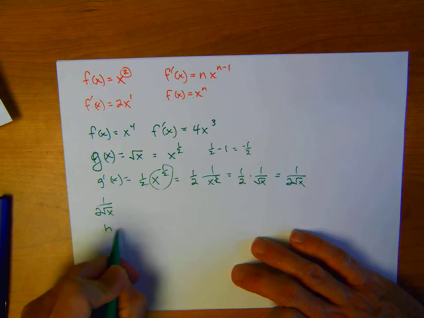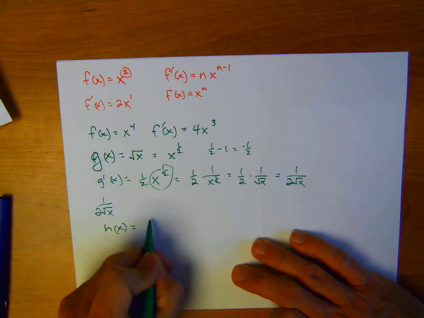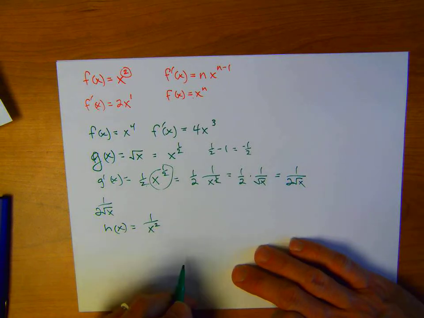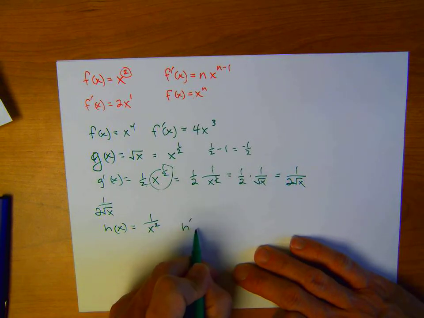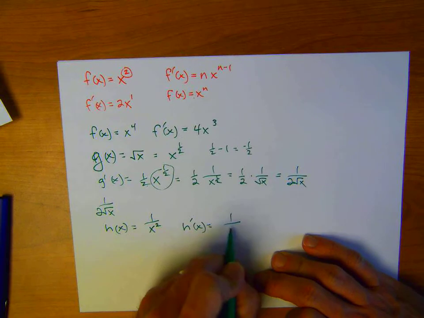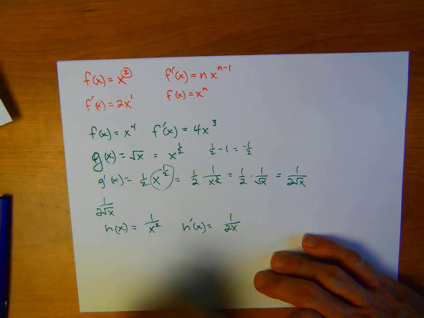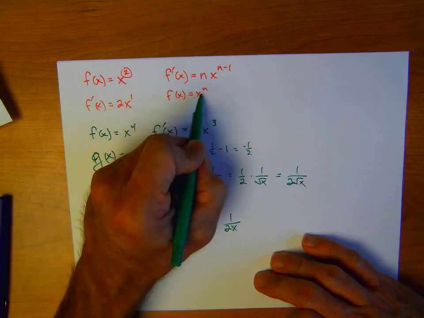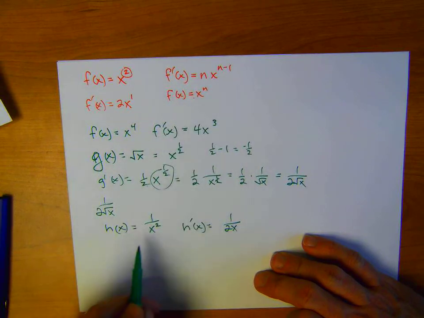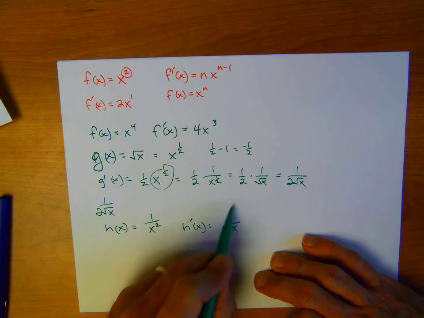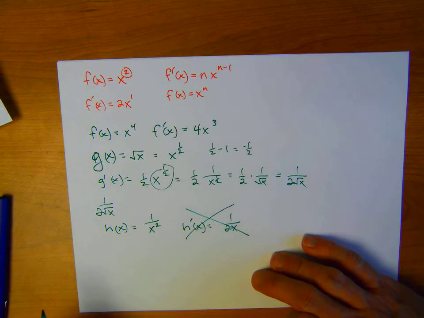How about something like h of x equals 1 over x squared? All right. Now, what a lot of students will want to do is they'll want to say, well, that's h prime of x is 1 over 2x. It doesn't work like that. It has to be of the form x to a power, not 1 over x to a power. So this is not right. Don't do it.